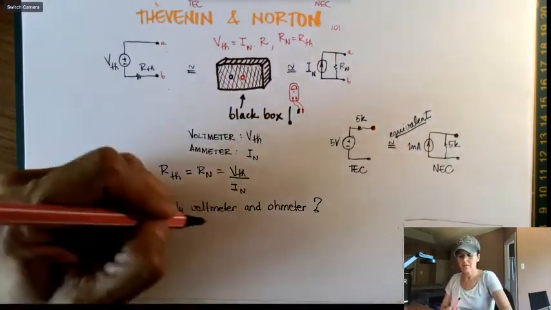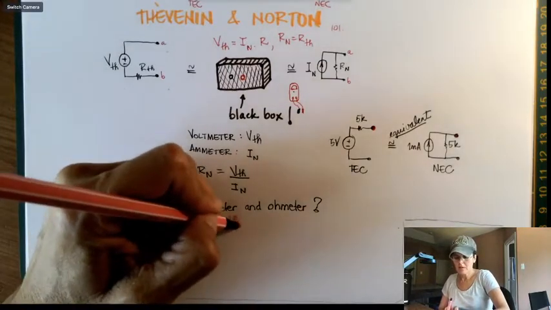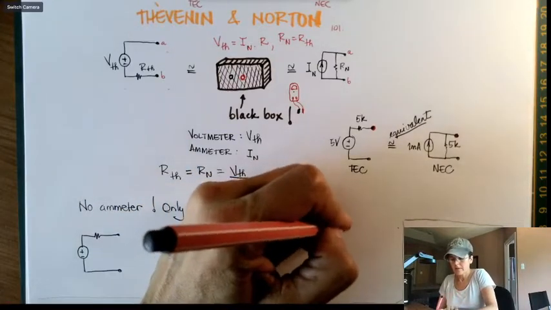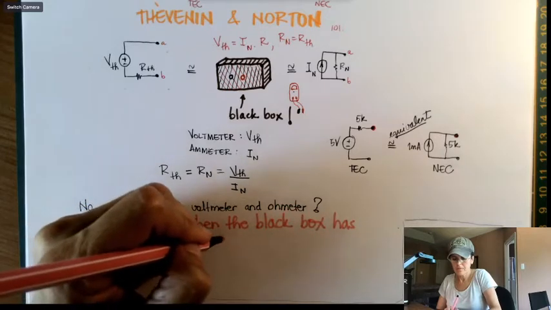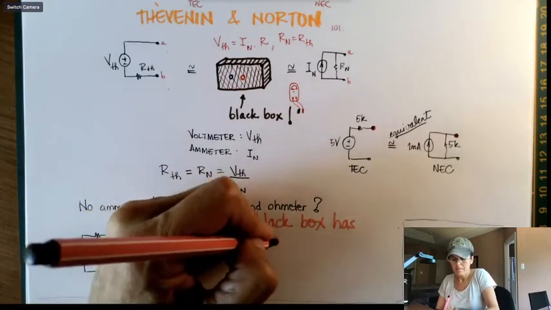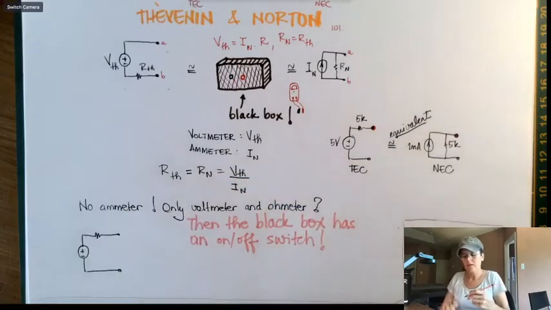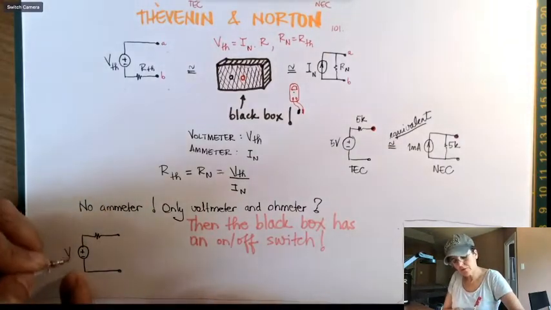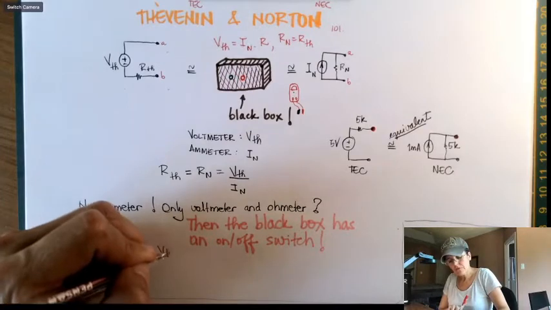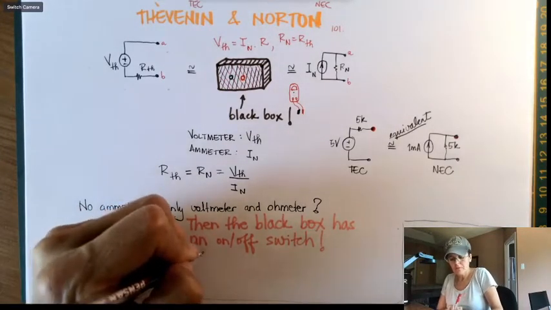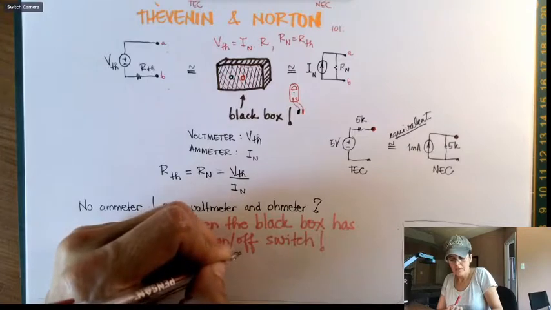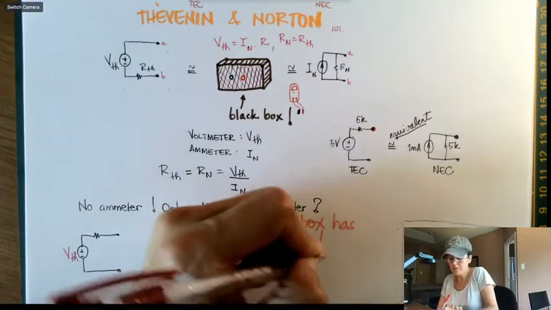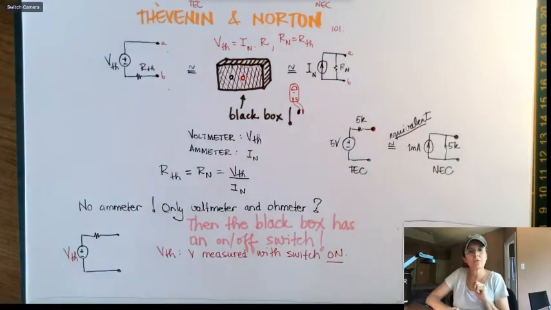In this case here, then the black box has an on-off switch. So in that case, this here is the voltage, VTH, voltage measured with the switch on. That means with all the power supplies turned on and you measure that voltage.